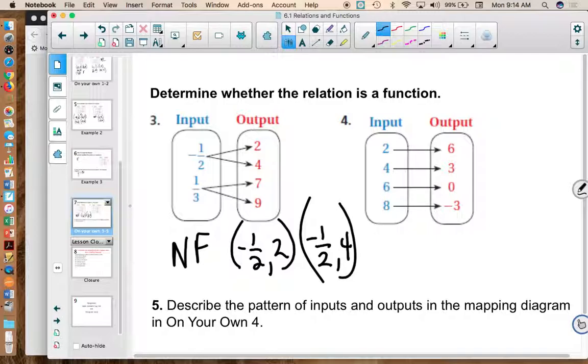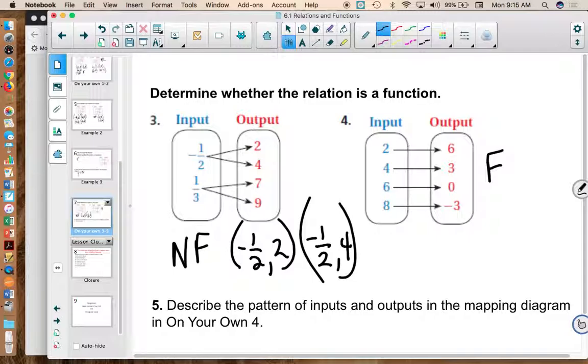What about number 4? Thumbs up, thumbs down. Number 4, is it a function or not? Austin, is it a function or not? Talk to me, bud. Number 4 is a function. I totally agree with him. How do I know it's a function, Ethan? 1 to 1. There is only 1 output for every single input.